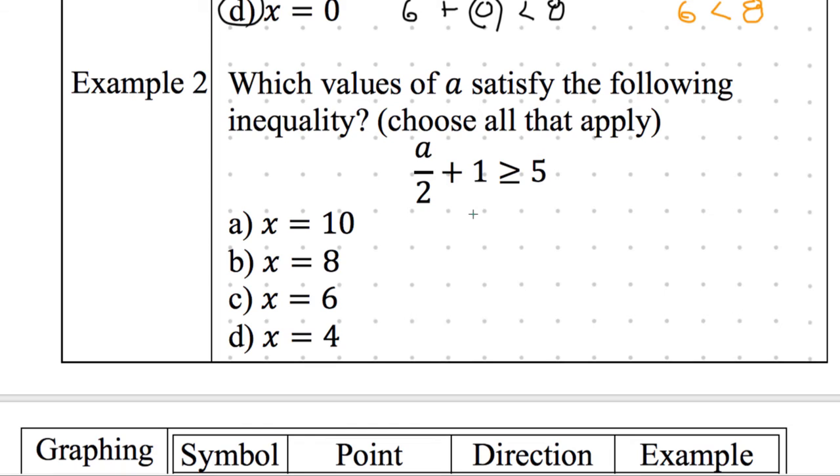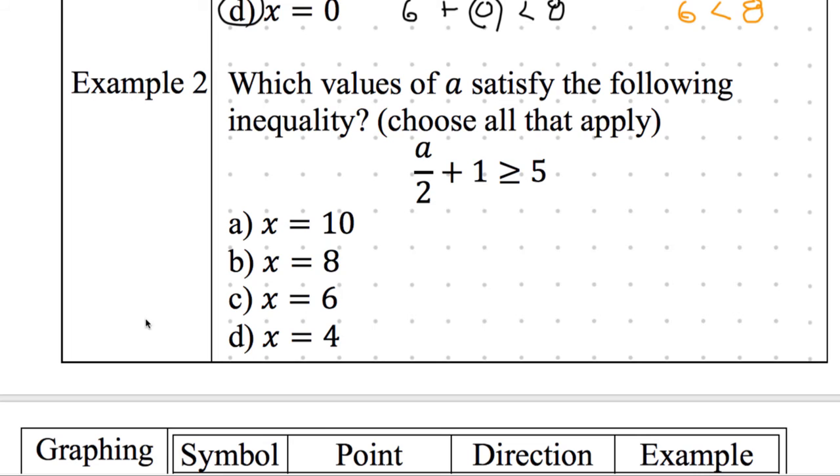Example 2. Try this one out. I'm going to go ahead and pause this, and I want you to do this by yourselves. And if you don't know how to do them, plug them in. For example, if I don't know how to do this one, I'm plugging 10 into A and seeing if it's true. So go ahead and work by yourself and then compare with people around you once you're done.